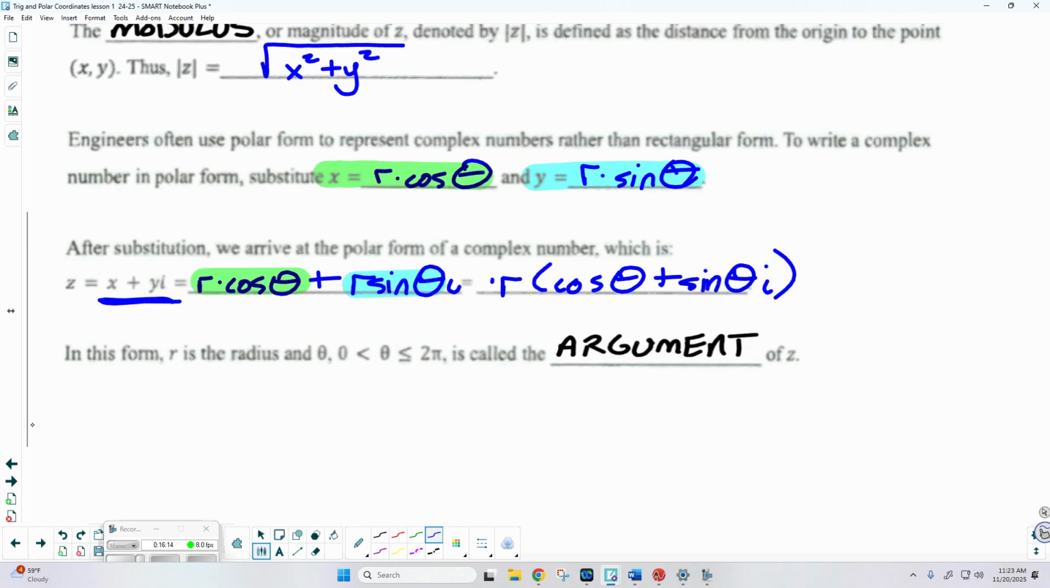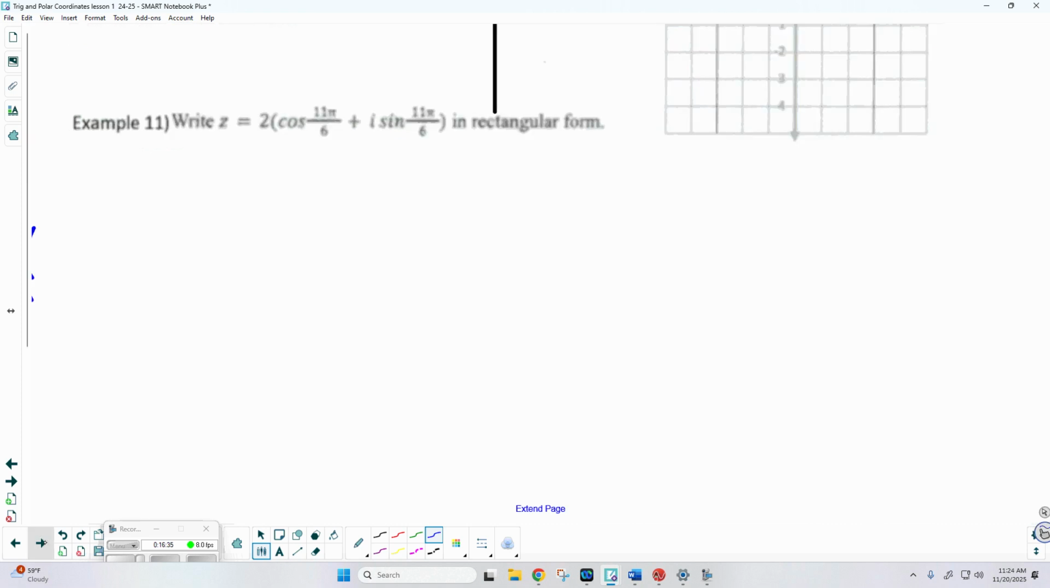Now, in this form, the radius r, and theta between 0 and 2 pi, is called the argument of z. r is the radius, and theta is called the argument of z. All right. Everybody had a chance to copy that? Okay. All right, let's work some examples.